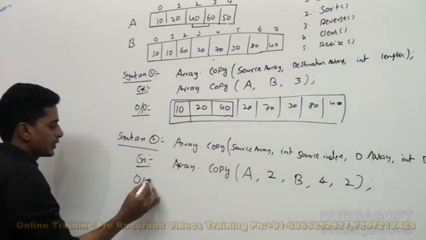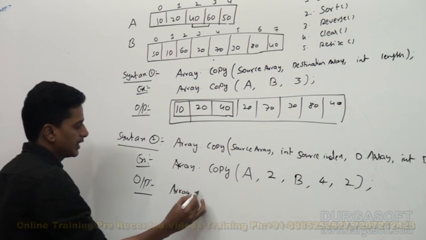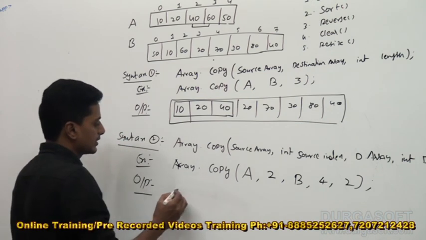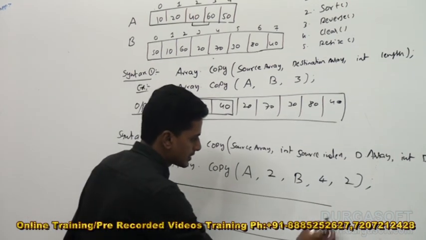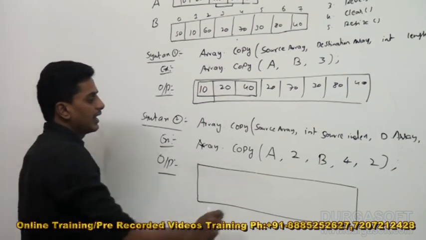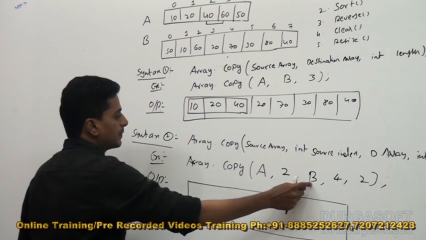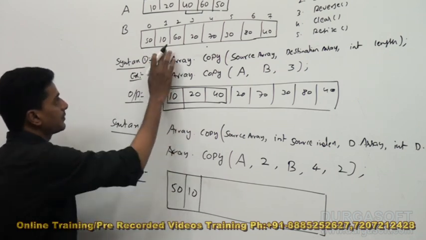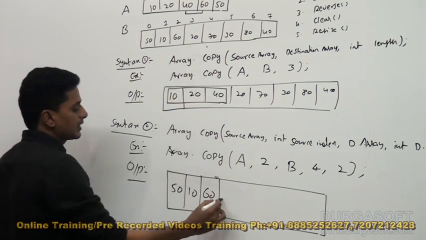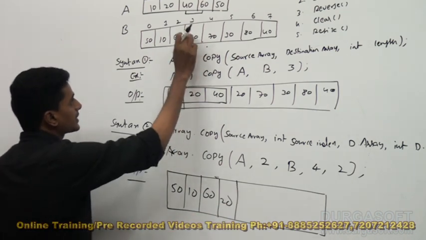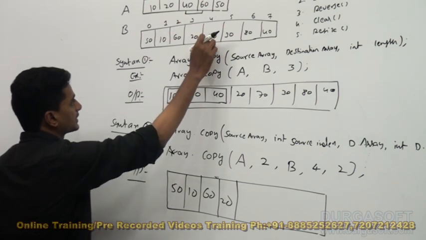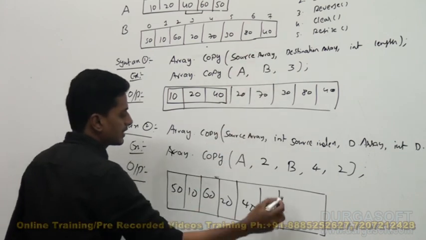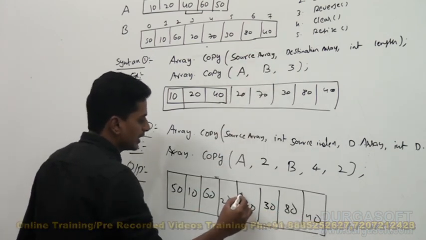The output looks like this: Array.copy of A. Let's see how the elements will be copied. A is the source array and the source index is 2, so from the second index onwards elements will be copied into B, and in B we have taken the 4th index onwards. So 50, 10, 60 and 20 remain the same in B. From the 4th index onwards, 2 elements will be replaced. 70 is replaced with 40, and 60 is replaced with 30. Then after that 80, 40 remain the same. So clearly only 2 elements will be copied here.